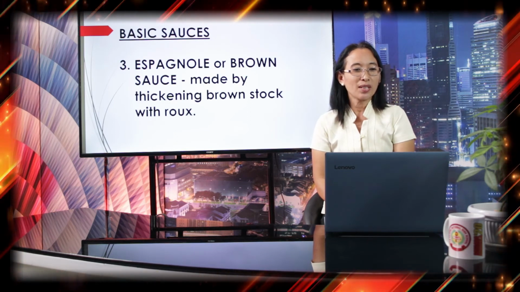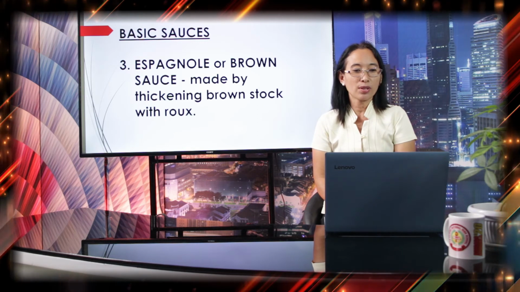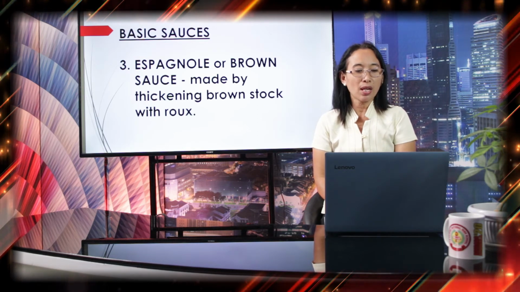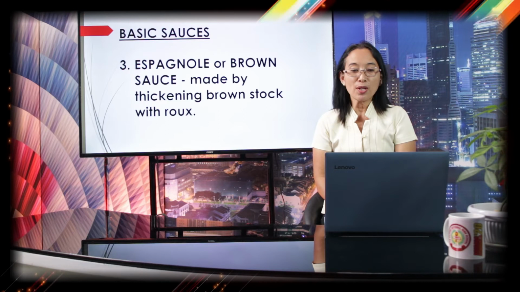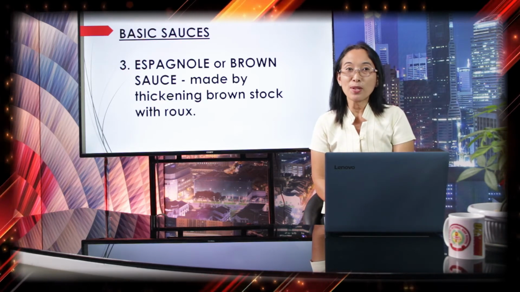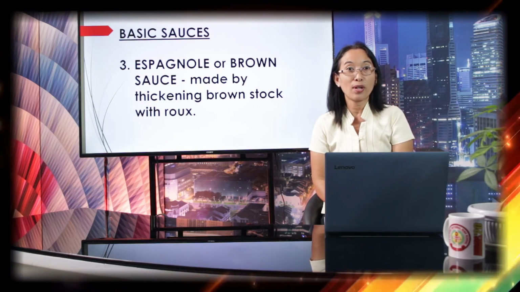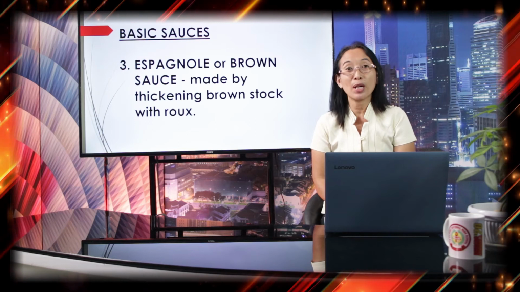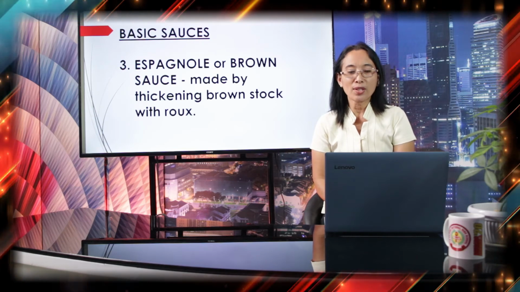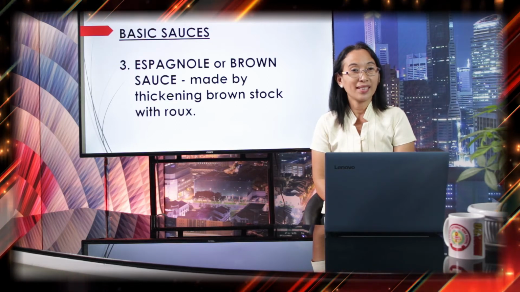Okay, let's proceed to the third basic sauce. Espanyol, or brown sauce, is made by thickening brown stock with roux. Espanyol is similar to veloute, but the difference is that Espanyol is made with tomato puree and mirepoix for different color and flavor. What is mirepoix? Mirepoix is coarsely chopped carrots, celery, and onion.